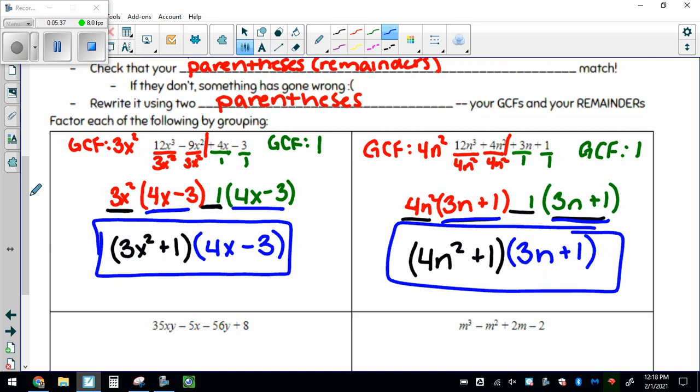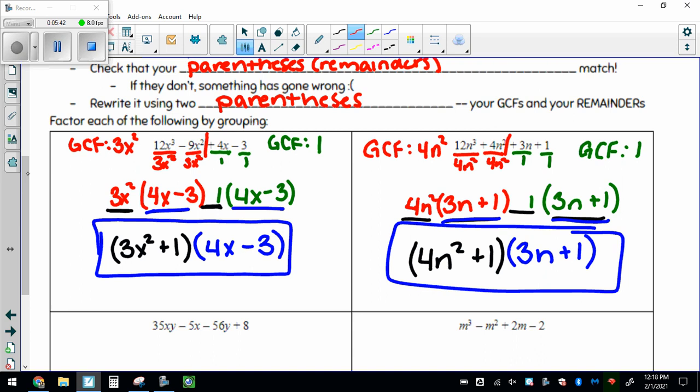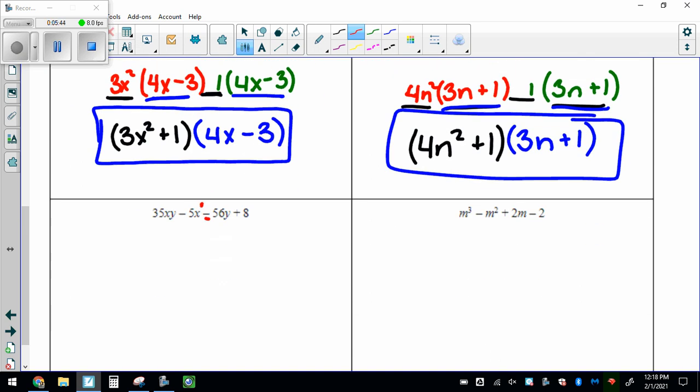All right, so let's try another one here. This next one looks worse because it's got x's and y's, but remember, when you're finding GCFs, just take each letter at a time. So the GCF here, 35 and 5, the biggest thing that goes into both is 5. They both have an x, and they do not both have a y, so just x. All right, divide everything out by 5x.